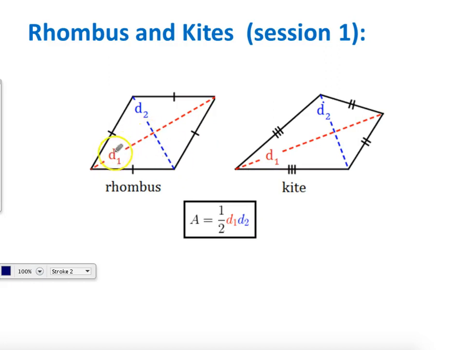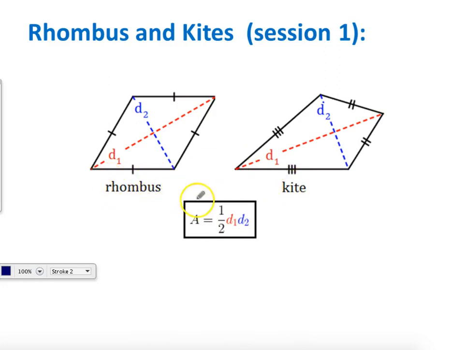Then D1 and D2, do you remember what that means? Diagonal 1 and diagonal 2. Remember, a diagonal is the length from one vertex to the opposite vertex. Here's another diagonal from this vertex to the opposite vertex. We need to know diagonals because diagonals are involved when we find the area of both rhombuses and kites.